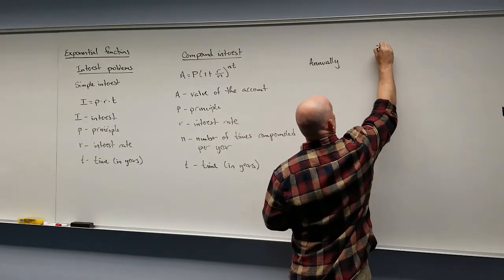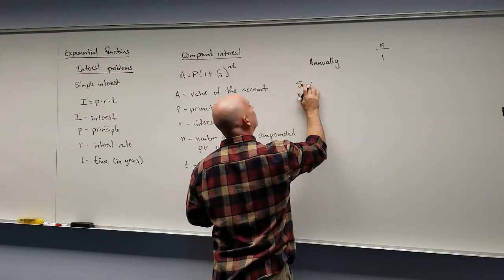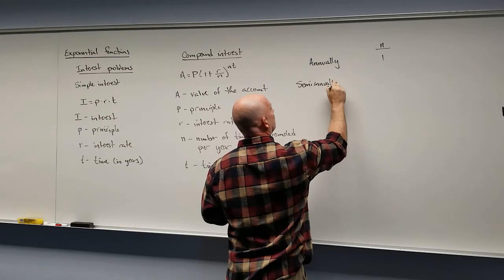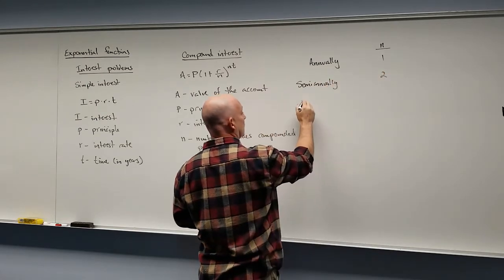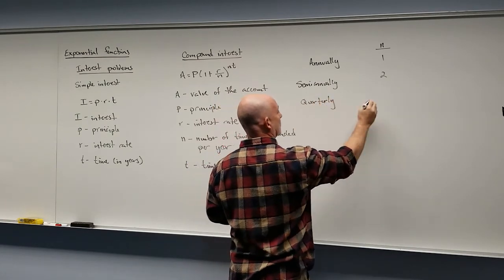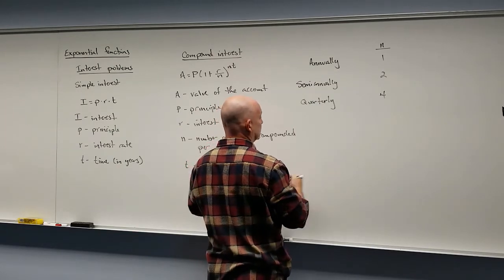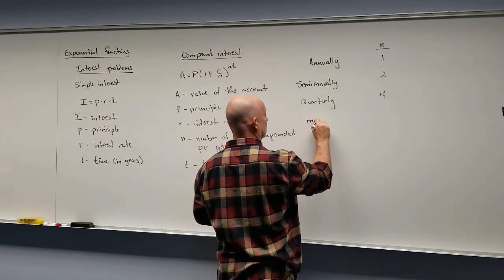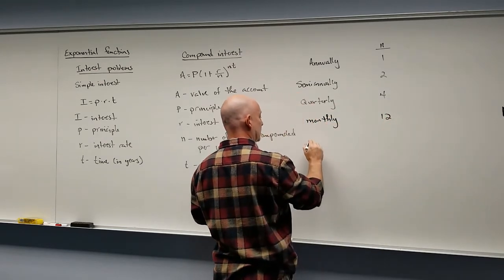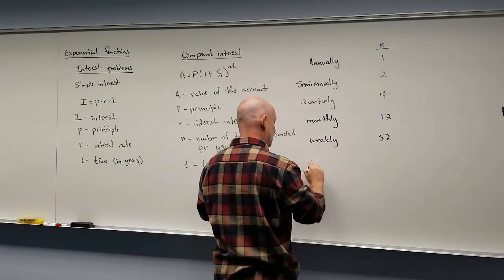annually, here I'm going to write what N is. Annually means once. Semi-annually, N would be 2. Quarterly would be 4. How about monthly? Of course, that would be 12. Weekly is 52.